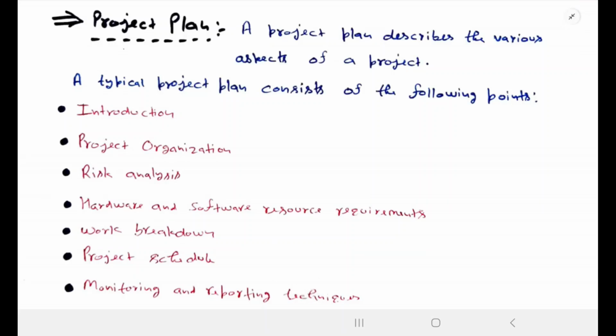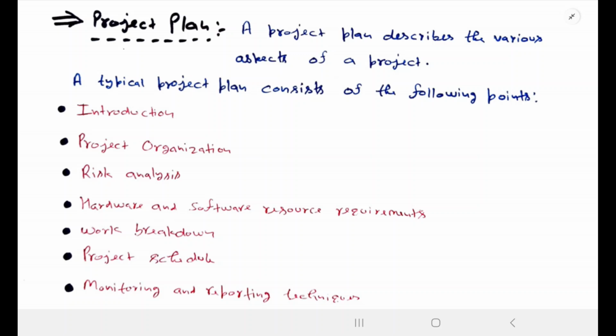Welcome all. Our today's topic is project plan. In the previous lecture, we have learned about project planning, and today we will learn about project plan. To help succeed in planning, we must create and follow different plans to support our overall planning.